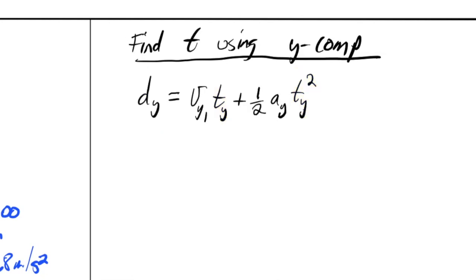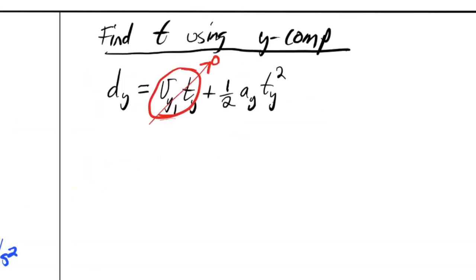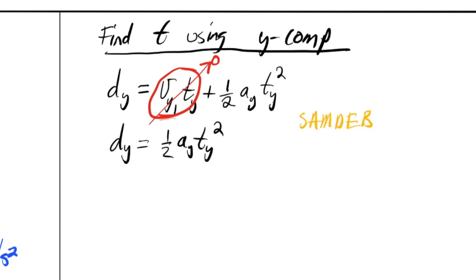Well, I have some good news for you, and that has to do with vy1. vy1 is 0. It's at rest. See, vy1, 0 meters per second. So that means this whole term goes to 0. So all of a sudden, we went from having a quadratic formula to not. So dy is equal to 1/2 ay ty squared. We're going to isolate for ty, and we're going to do that by removing the 1/2, the ay first. Because again, and I know I sound like a broken record, it's all about SAMDEB.